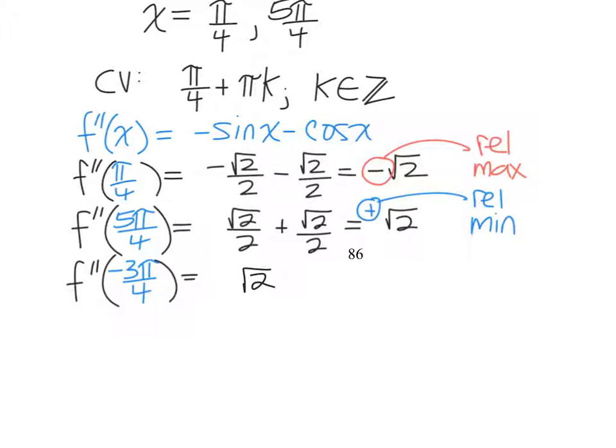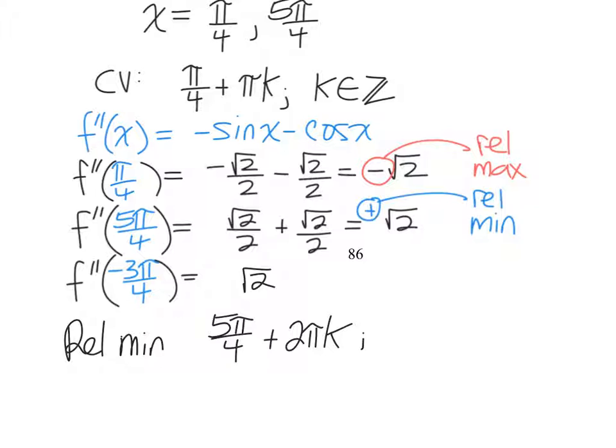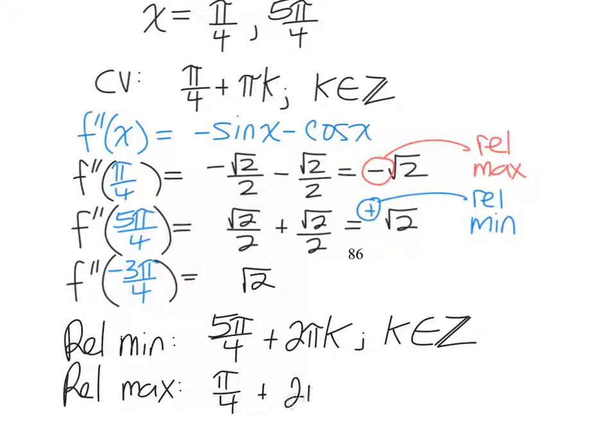So we're looking at a final answer, or at least a statement, that we have relative min at 5 pi over 4 plus really 2 pi k, because it's a full turn, and that's going to be defined when k belongs to the set of integers, and that would be the same thing for relative max, or at least the same idea, relative max at pi over 4 plus 2 pi k, where k again belongs to the set of integers.